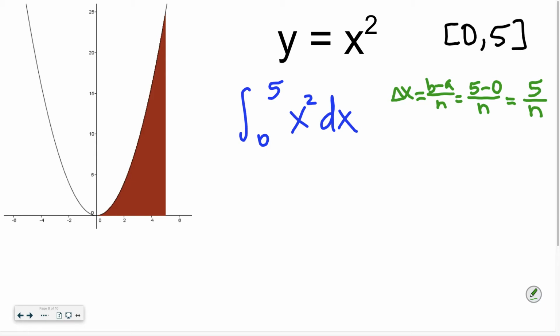Also, we need to determine what that x sub k is going to equal. Remember, I asked that you make x sub k a plus k times delta x. Well, in this problem, what is our a value? What's the very beginning of our interval? 0. That's why we're starting off with this problem. A is 0, k is k, and then our delta x is 5 over n.